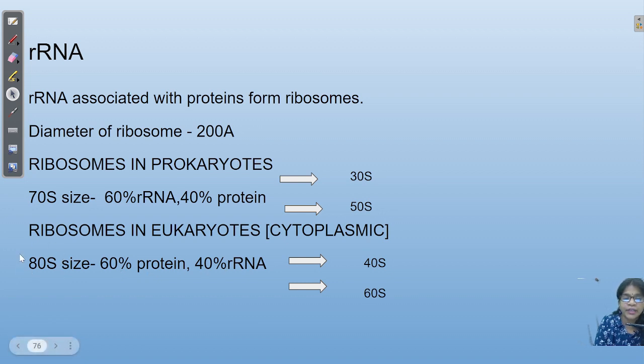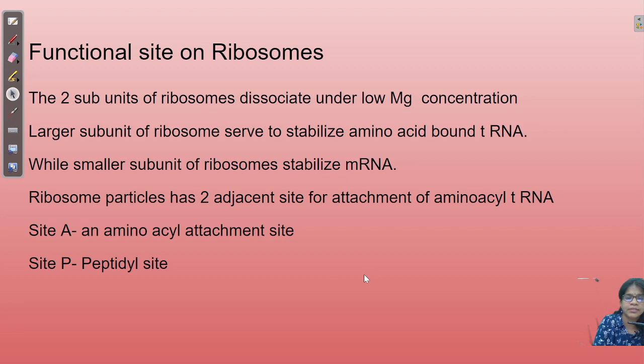And what are the subunits of 80S? They are 40S and 60S. Okay. Now, the important functional sites on ribosomes. The ribosomes of eukaryotes or prokaryotes are generally asymmetrical in nature. The two subunits are generally asymmetrically placed with each other. The two subunits only dissociate under low magnesium concentration. So if you want to dissociate them, you have to use low magnesium.